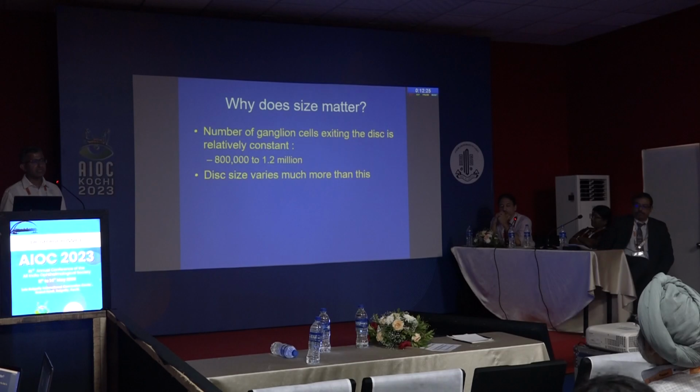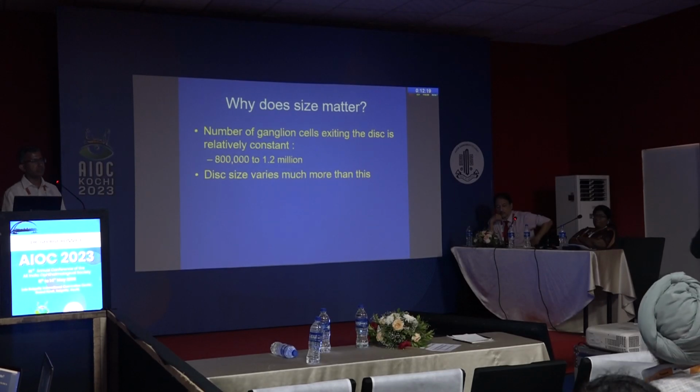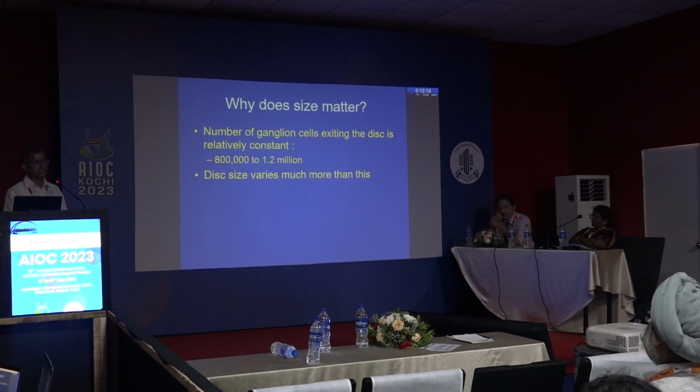So why does disc size matter? The reason disc size matters is that the number of retinal ganglion cells in an eye remains relatively constant. It's between 800,000 and 1.2 million. The optic disc size varies much, much more than this.